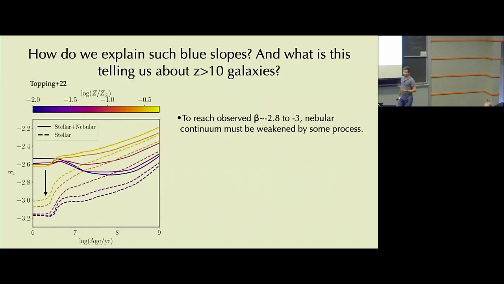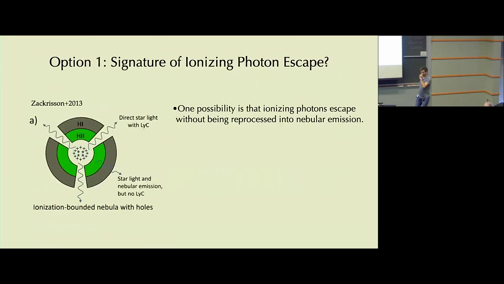So how do we explain such blue UV slopes, and what might this be telling us about these redshift greater than 10 objects? To reach UV slopes of minus 2.8 to minus 3, you need somehow to get rid of at least some of your nebular continuum. We need to move from this solid line down to these dashed lines. So the nebular continuum must be weakened by some process. There are 2 processes that might do this.